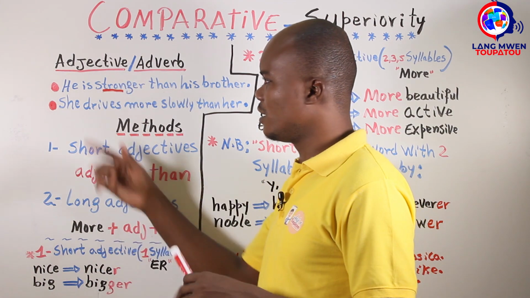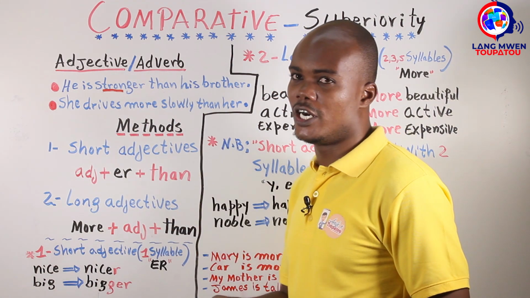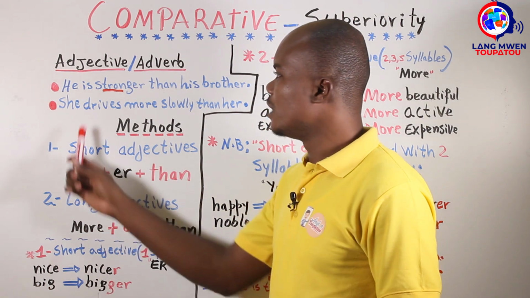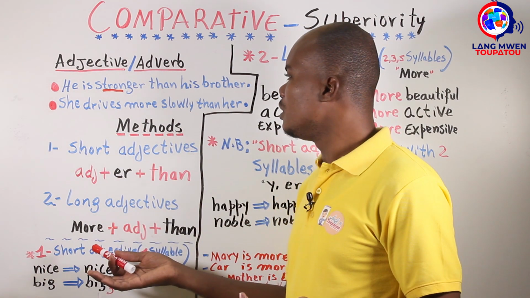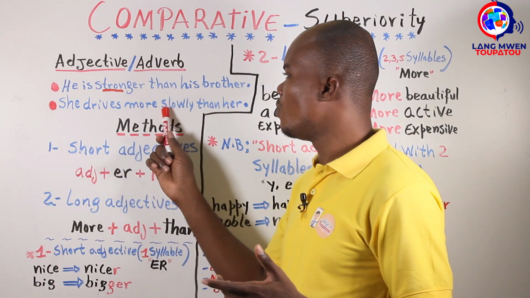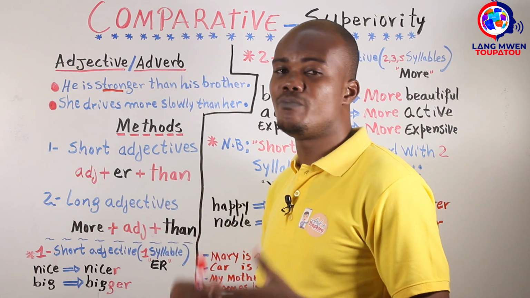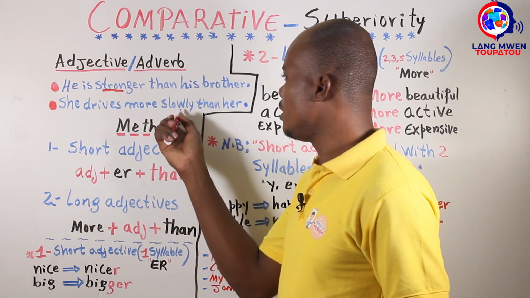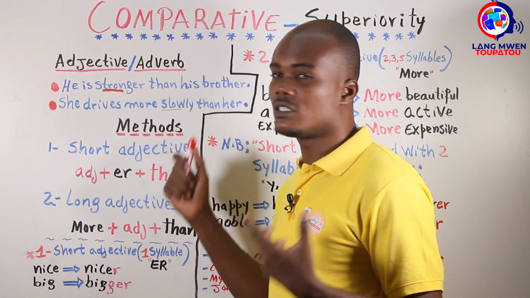And let me give you a second example. The second example is she drives more slowly than her. You can say than her mother, than her brother, than her friend. You can add what you want. She drives more slowly than her. Now, you see that we use an adverb. Slowly is an adverb.